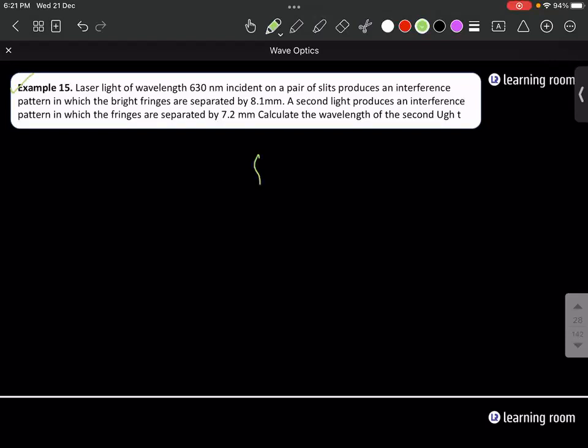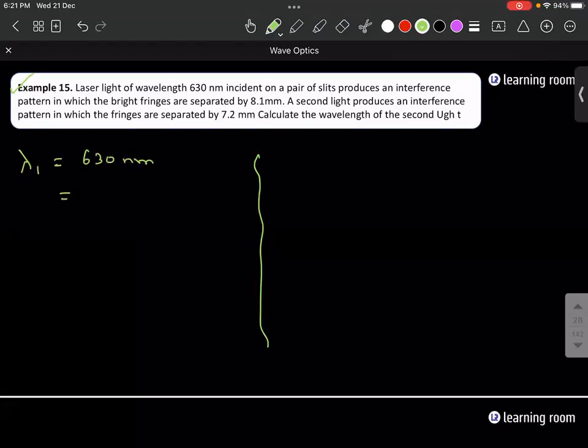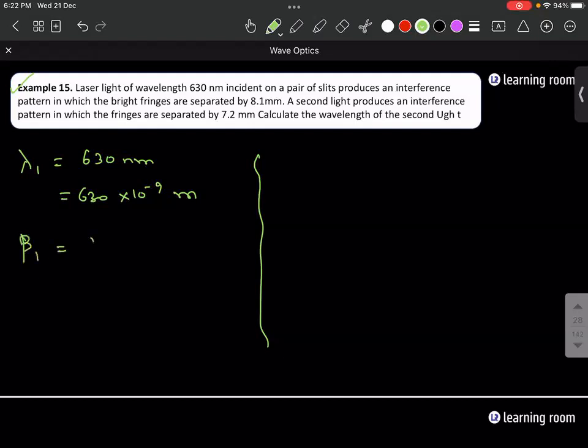So laser light of wavelength 630 nanometer, that is 630 into 10 power minus 9 meter, incident on a pair of slits produces an interference pattern in which the bright fringes are separated by 8.1 millimeter. So beta 1 is equal to 8.1 millimeter. A second light produces an interference pattern in which the fringes are separated by a distance of 7.2 millimeter. Lambda 2 is equal to what?